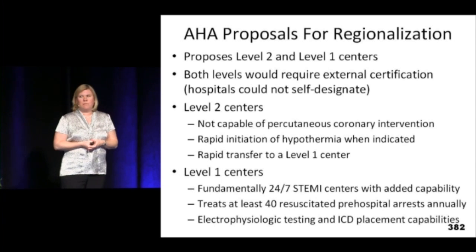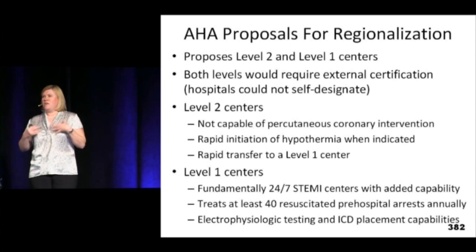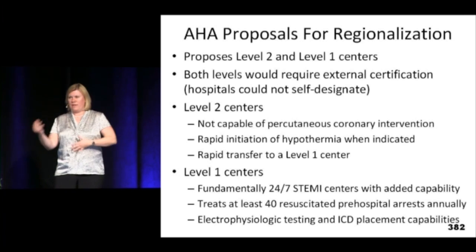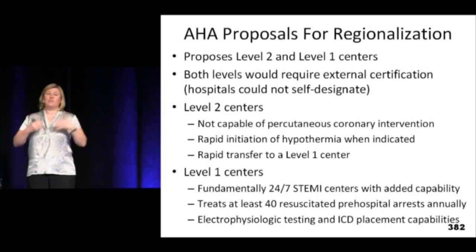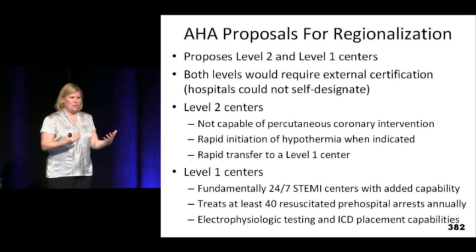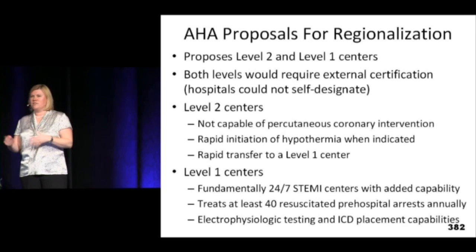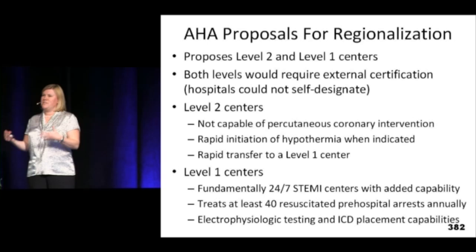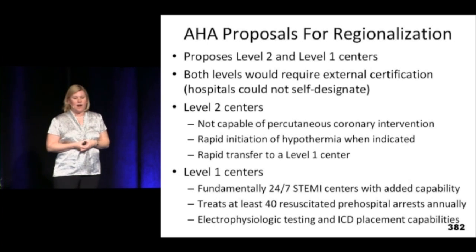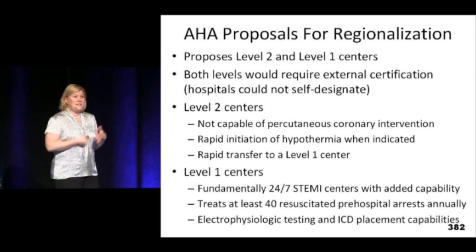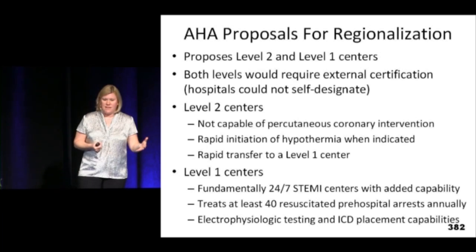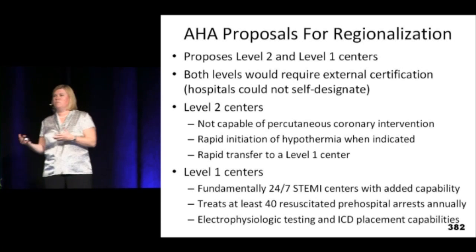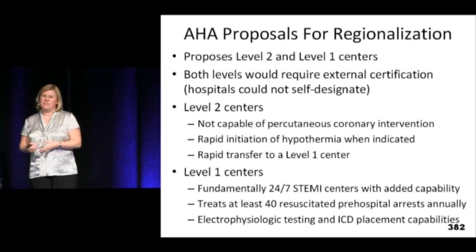Now, the proposal from the American Heart Association would be that this is something that you wouldn't necessarily just declare yourself as a hospital to be a level 1 or level 2 center, that the American Heart Association would come and credential you, just like the American College of Surgeons does for trauma centers, that an external body would come and certify you as a level 1 or level 2 center, depending on what your resources are. A level 2 center would be somewhere that doesn't have all the resources, doesn't do PCI, but they could start hypothermia, and they would have a protocol to transfer to a place that does PCI if the patient needs that.